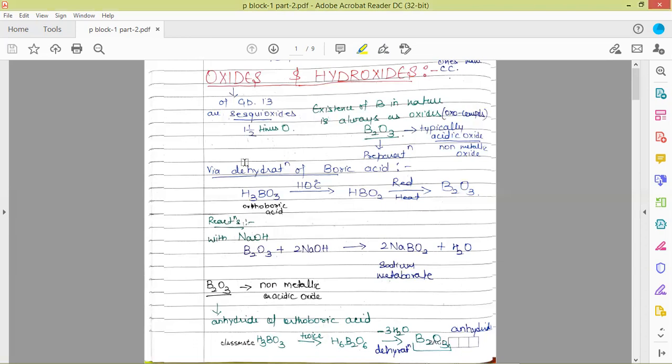Now the preparation of boric oxide, B2O3. It can be prepared by the dehydration of orthoboric acid, which has the formula H3BO3. Firstly, we get metaboric acid from orthoboric acid, then with further heating, we get boric oxide. This boric oxide is also the anhydride of orthoboric acid. That is, if we do the dehydration of orthoboric acid, we get this anhydride. The corresponding anhydride for orthoboric acid is boric oxide, that is B2O3.